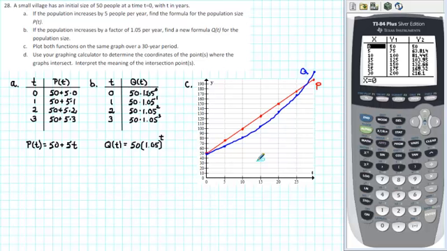D. Use your graphing calculator to determine the coordinates of the points where the graphs intersect. Interpret the meaning of the intersection points. Well, looking at our graphs, we can see that they both intersect at 0, 50 because the initial population under both scenarios is 50 people. However, the other point of intersection is not quite as clear. We can see that the two populations will be approximately the same somewhere between 25 and 30 years, and that population will be approximately 190, but let's use the calculator to get a better estimate.